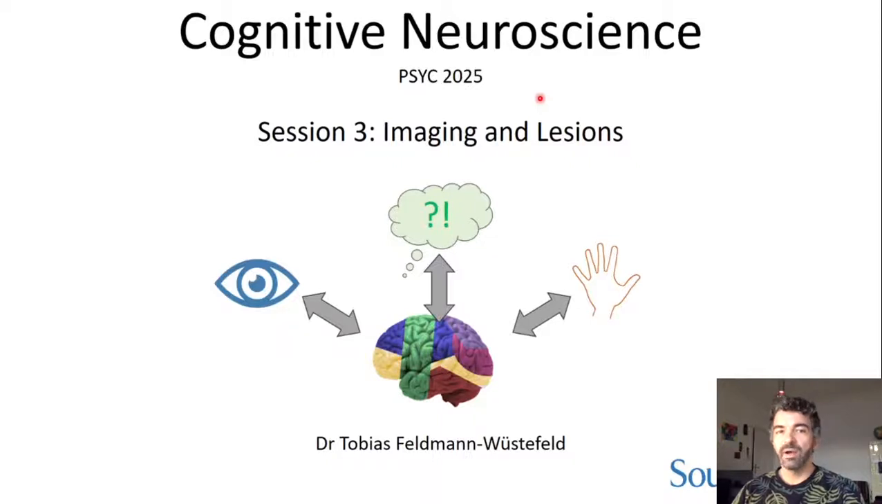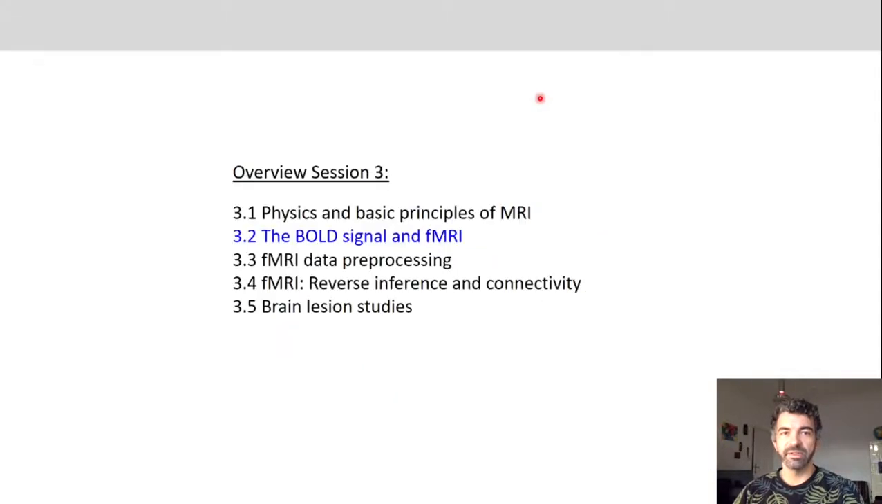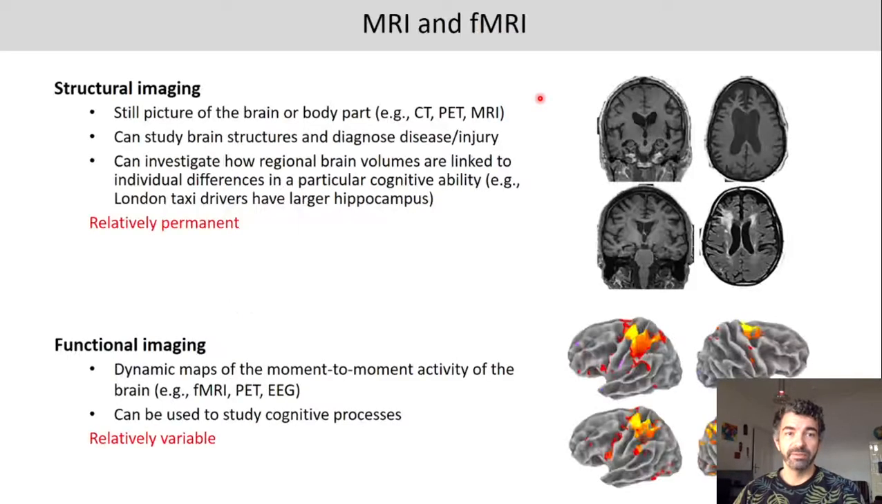This is the second part of today's session on imaging and lesions, and we will be talking about the BOLD signal based on which fMRI can be measured. There are two different ways of imaging the brain.